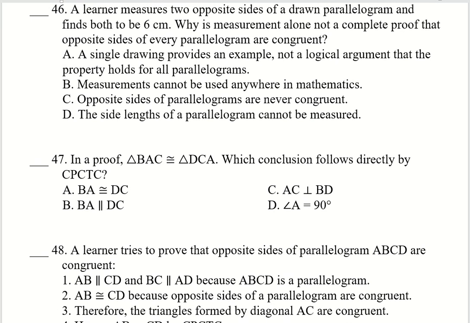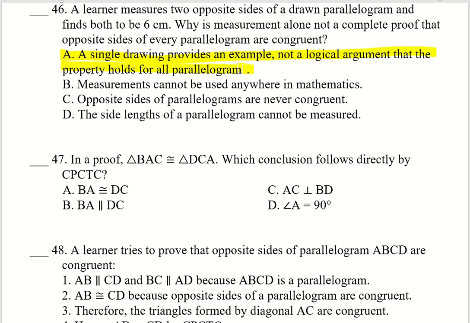46. A learner measures two opposite sides of a drawn parallelogram and finds both to be 6 centimeters. Why is measurement alone not a complete proof that opposite sides of every parallelogram are congruent? A single drawing provides an example, not a logical argument, that the property holds for all parallelograms. Ayan, yung property niya is not applicable for all parallelograms.